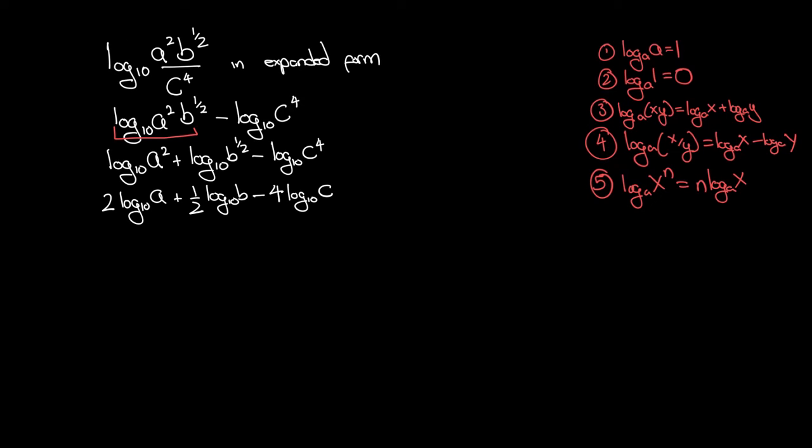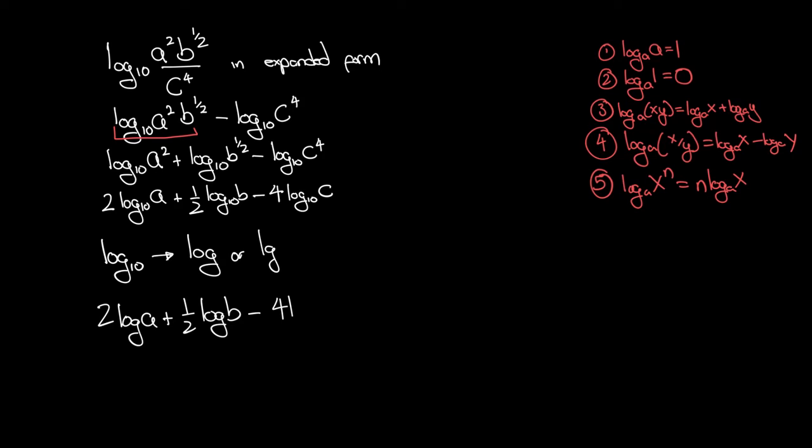Logs with a base of 10 are usually written as just log. If the log has a base of 10, we call that the common log, and most of the time it's just going to be written as log. Or in some unconventional places you might see lg. That's just the log. So therefore we can rewrite this whole expression as 2 log A plus 1/2 log B minus 4 log C.